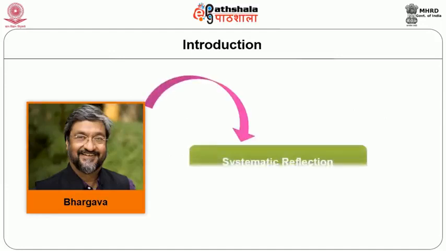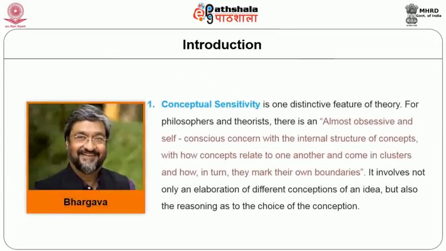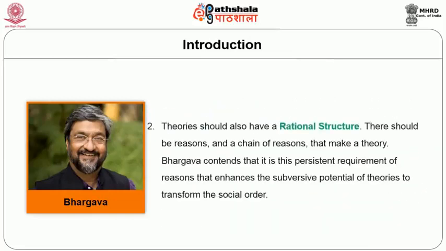Bhargava defines theory as a form of systematic reflection with six distinctive features. The first feature is conceptual sensitivity. For philosophers and theorists, there is almost an obsessive and self-conscious concern with the internal structure of concepts, with how concepts relate to one another and come in clusters, and how in turn they mark their own boundaries. Conceptual sensitivity involves not only an elaboration of different conceptions of an idea, but also the reasoning as to the choice of the conception.